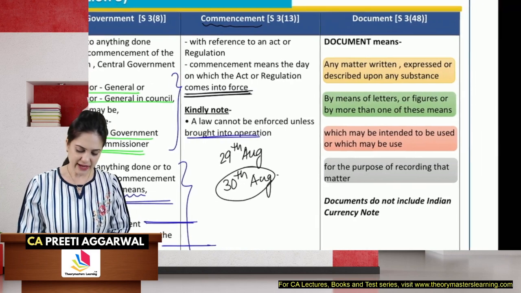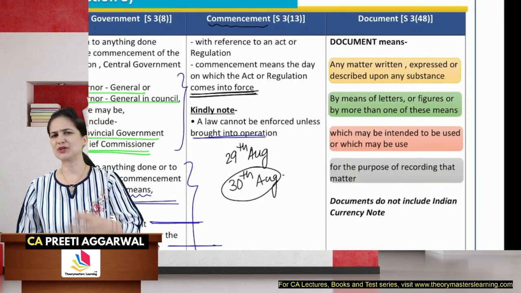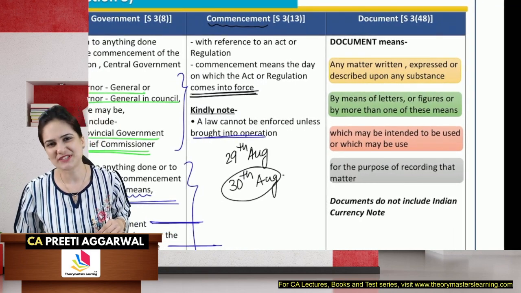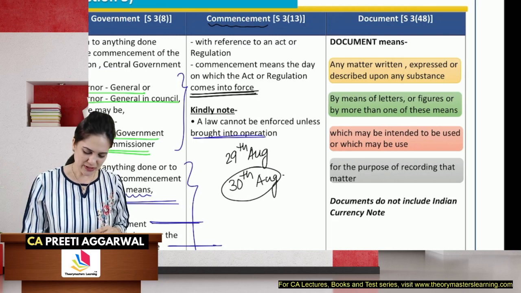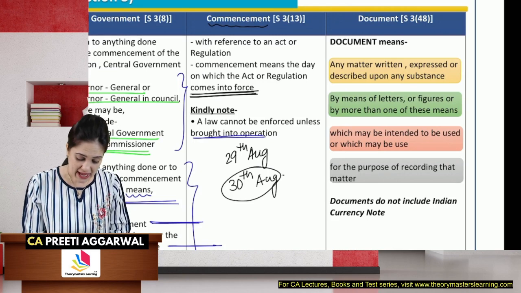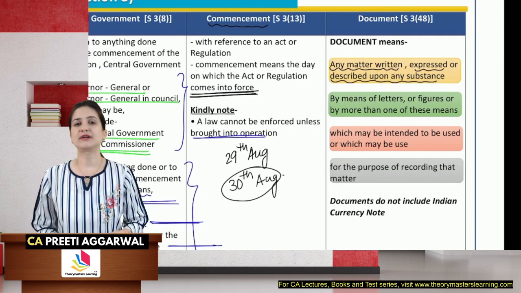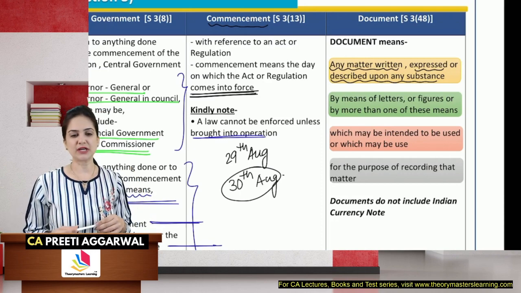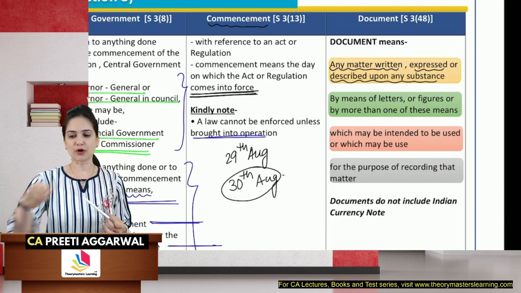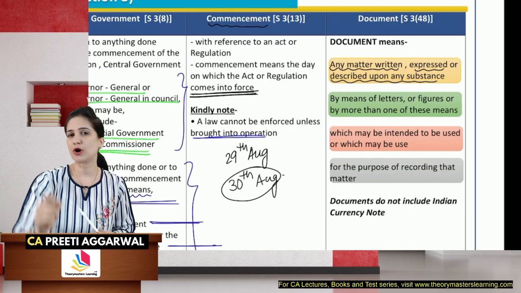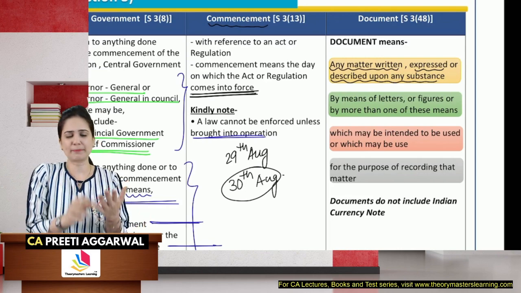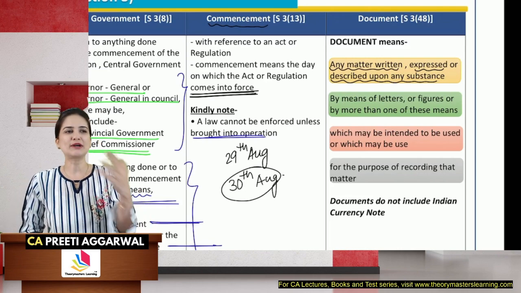All right. Then we have meaning of the word document. This is something you will read in the interpretation of statutes also. So what is the meaning of the word document? It means any matter which is written, expressed, or described upon any substance. Like many a times in articleship, we used to hear this word, please document this. Document means please maintain a record of this. How will you maintain a record? It can be on paper, parchment, but record does not mean only on paper.